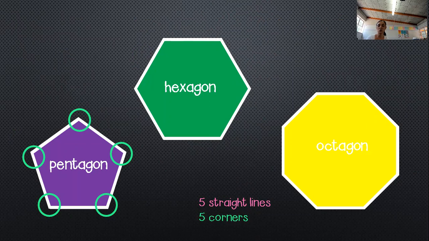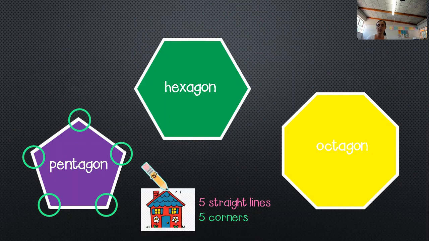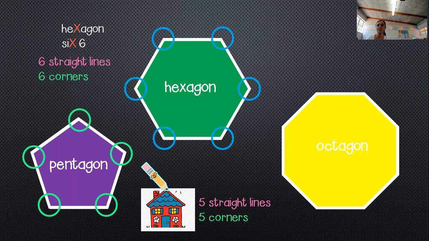And I always tell the children that a pentagon looks like a house that you draw with a pen. Then we go to our next shape with 6 straight lines and 6 corners, and that is your hexagon. If you have a look there, hex and 6 both have an X in it, and that's what makes you remember that a hexagon has 6 sides.